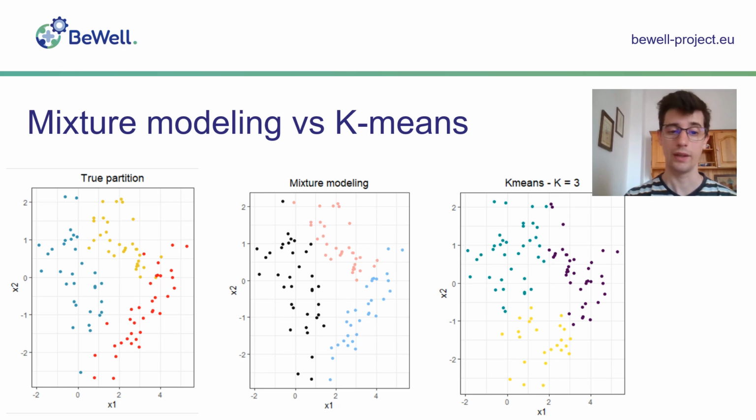On the other hand, the rightmost panel shows the estimated partition obtained with k-means, setting k equal to 3. Note that, in this case, the cluster analysis is much worse. Not only is the number of misclassified points higher, but the identified clusters have circular shapes rather than the elliptical ones.